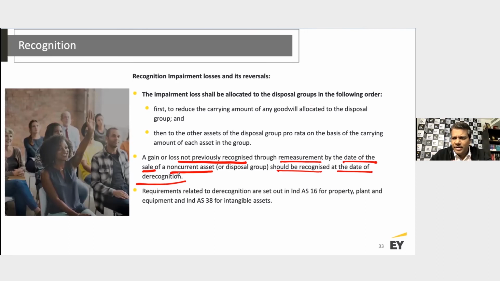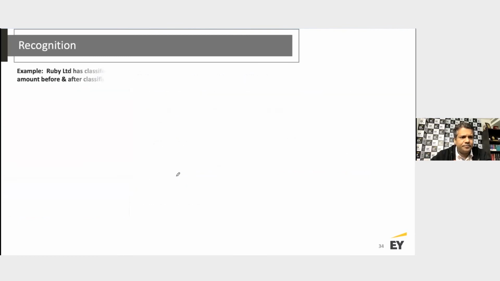Requirements related to derecognition are to be dealt with as per Ind AS 16. So when you actually want to derecognize, essentially when you are going to relinquish the control over that asset, that means I need to derecognize that asset under Ind AS 16 or under Ind AS 38. Let's take an example.